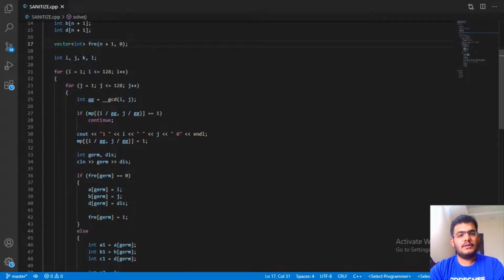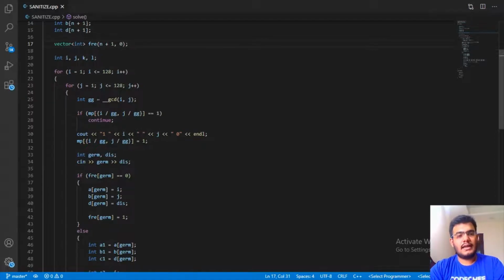Now to ask the query, we will iterate over all the different values from 1 to 128 for A and B respectively, because we need to maintain that the absolute value of A times X plus B times Y minus C should always be positive. So we have taken A as positive, B as positive, and we are taking C as 0 always.